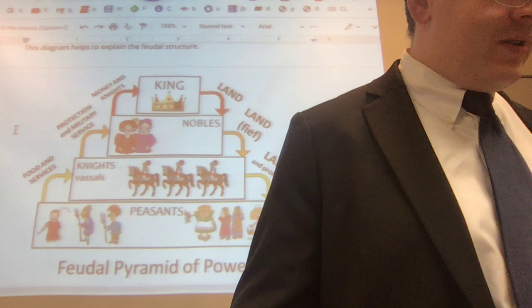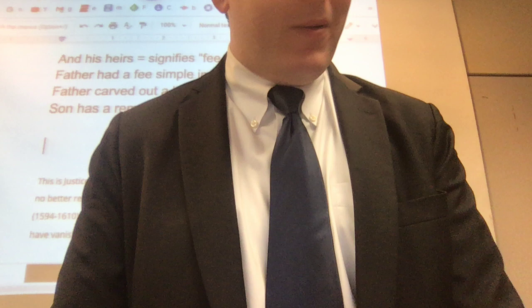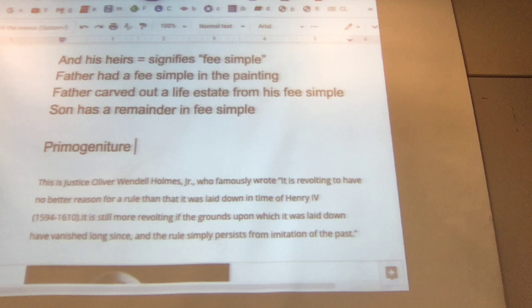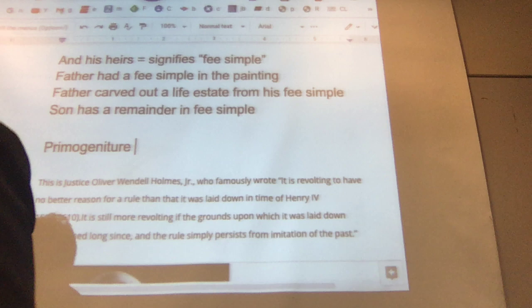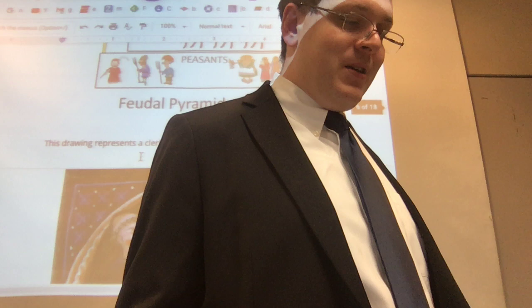It's a hard word to spell, and I always spell it wrong. Primogeniture, which basically means the firstborn male inherits. Primo, first, geniture, born, right? So the firstborn male would inherit. And this system worked for several hundred years. But then it got complicated.